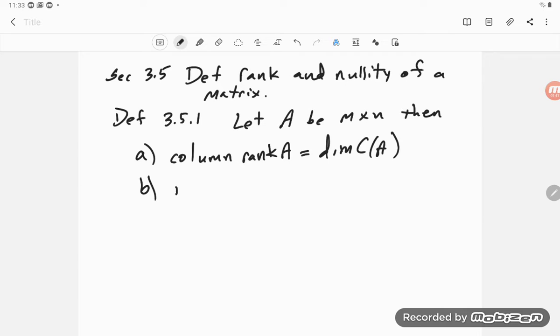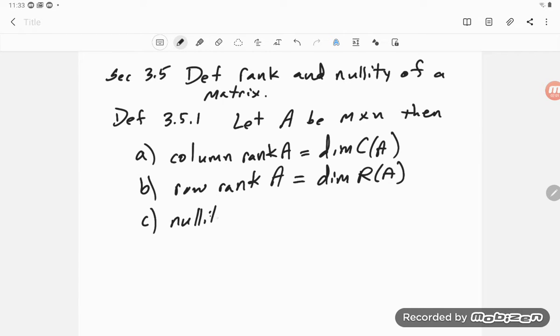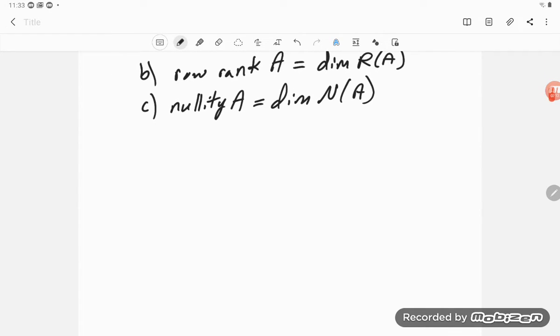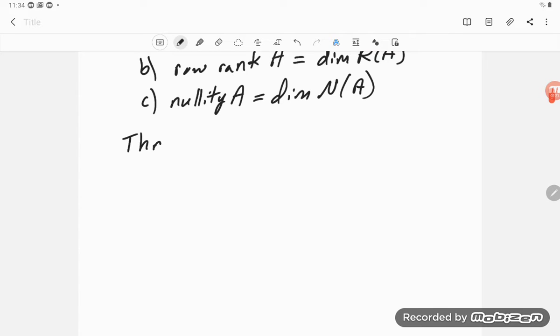And then the row rank of A is equal to the dimension of the row space of A. So how many independent rows does it have? And then the nullity of A is the dimension of the null space of A. Okay, so there are the definitions, and then they have this theorem.